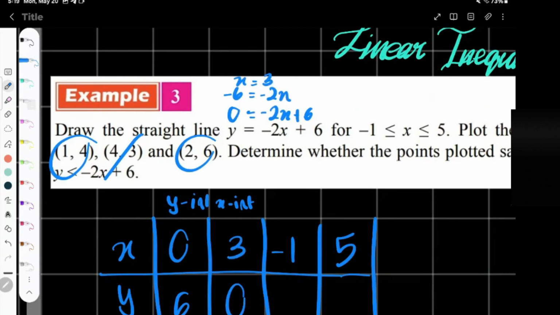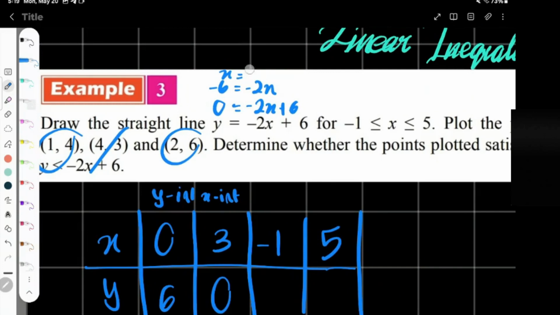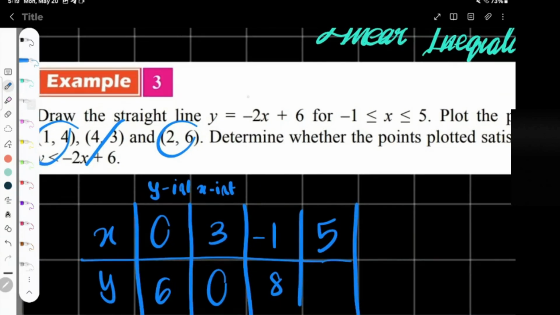Okay? 3. If x is negative 1, negative times negative is positive, 2 times 1 is 2. So it becomes 2 plus 6, which is 8. If x is 5, negative 2 times 5 becomes negative 10. Negative 10 plus 6 is negative 4.